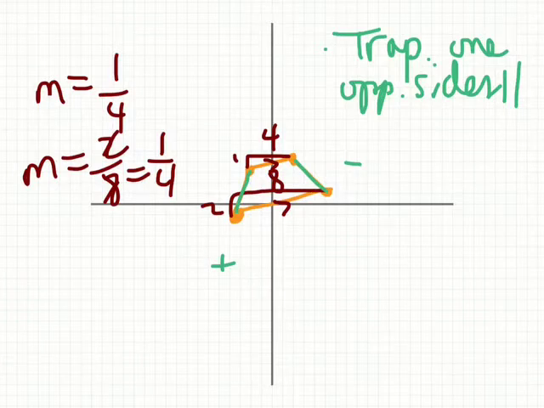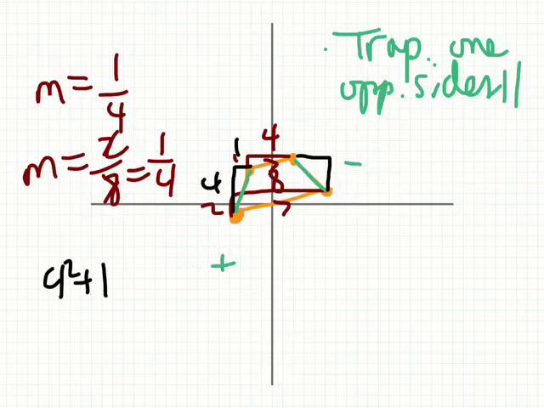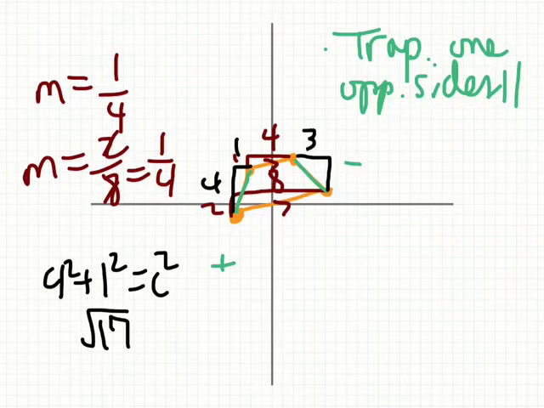Okay, let me change colors. Actually, let's go back here. So again, I'm doing Pythagorean theorem, a lot of that. Here we get 4 and 1. So 4 squared plus 1 squared equals c squared. Do the work, you'll get radical 17. Here, it is 3 and 3. Now, I could do the work, 3 squared plus 3 squared. Okay, you get radical 18.